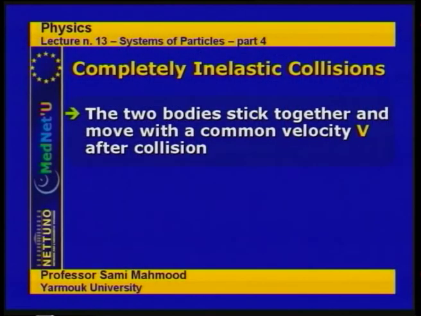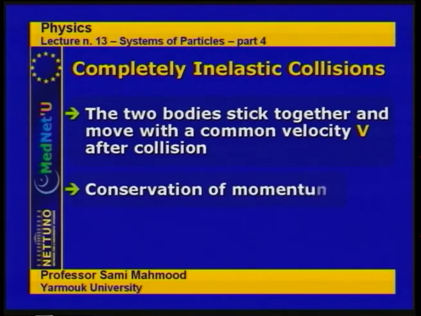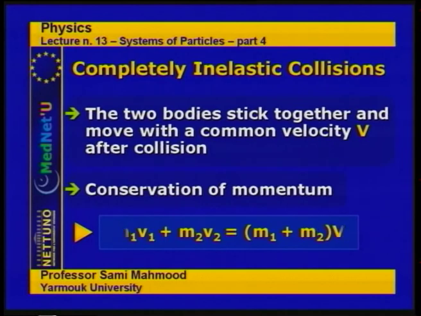This is a one-dimensional collision which is completely inelastic, in which after collision the two particles are stuck together. So what do we have in a completely inelastic collision? The two particles are stuck together and move with a final velocity equal to capital V. In this collision conservation of momentum applies, because as we mentioned, conservation of momentum applies to any collision of any type. But we do not have conservation of energy.